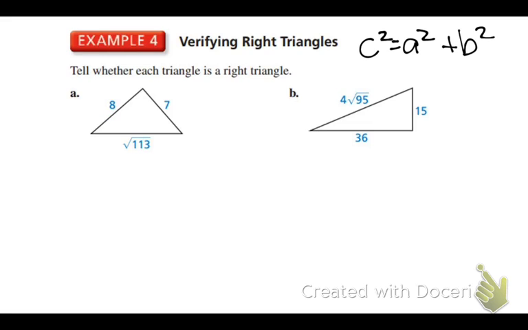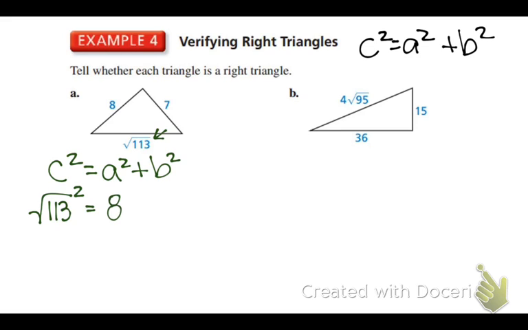So here's what you're going to do. You're going to plug it in the formula. C squared equals A squared plus B squared. The square root of 113 is the longest side, so it's going to be plugged in for C. So the square root of 113 squared. It does not matter which one you write first of 8 and 7 because of the addition.